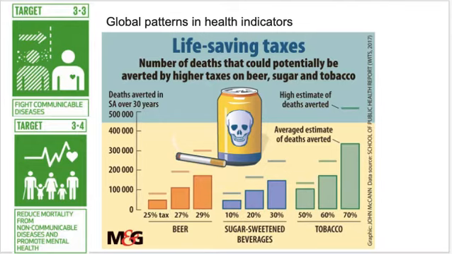Research has shown that a 20% tax on sugary drinks in South Africa would reduce obesity by 3.8% in men and 2.4% in women. This could result in 220,000 fewer obese adults in South Africa.